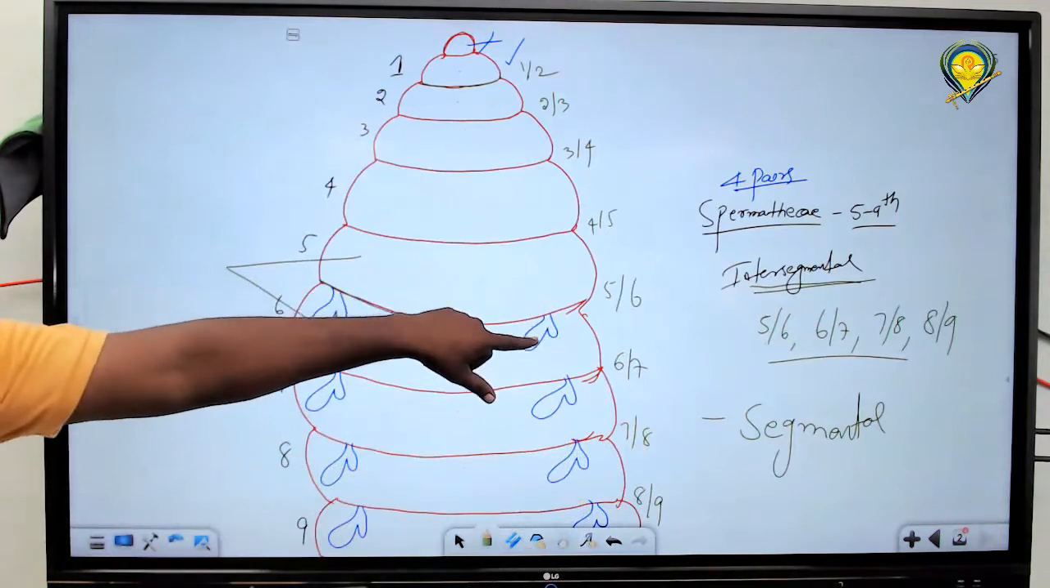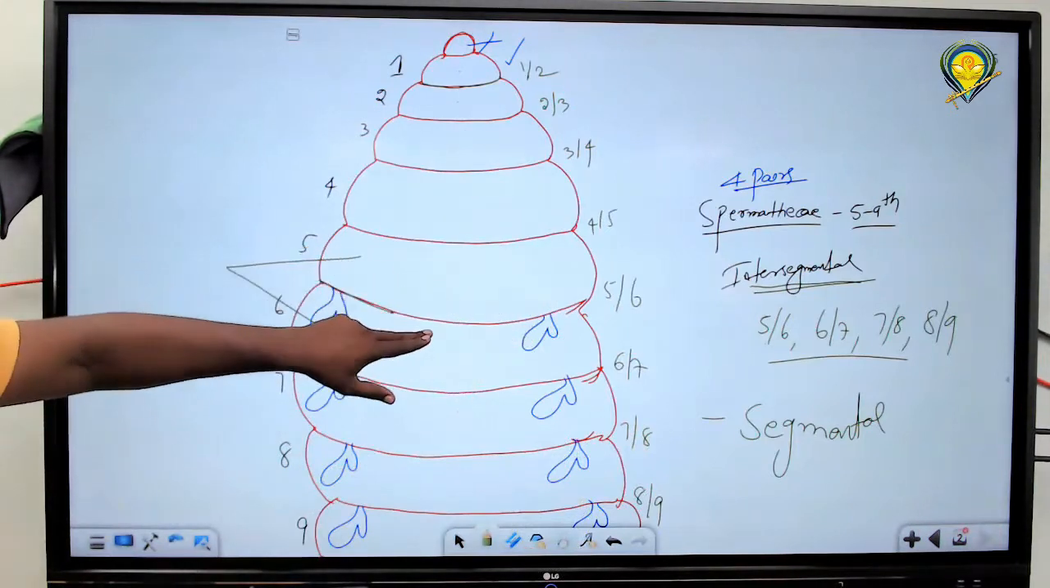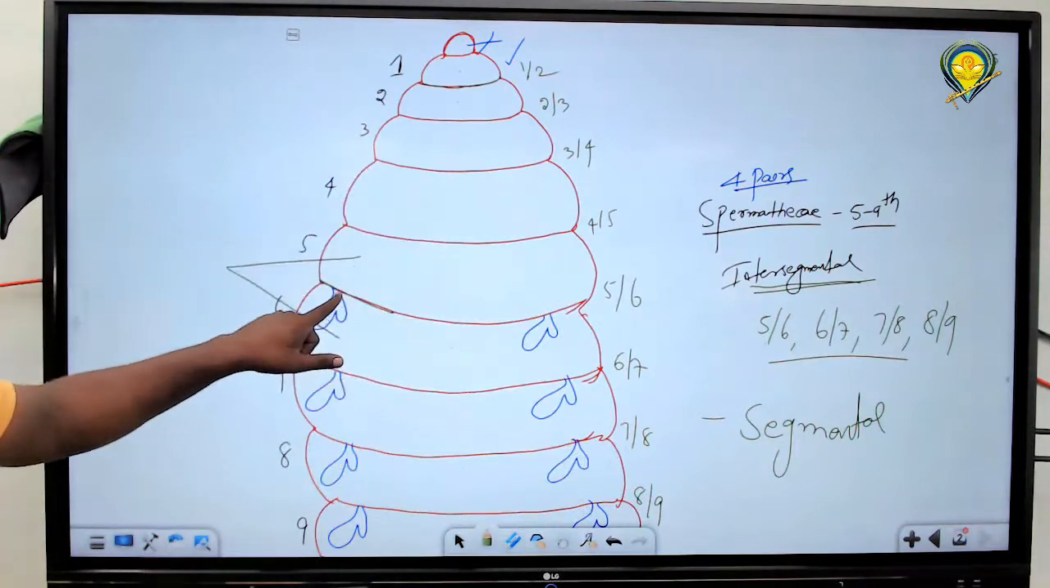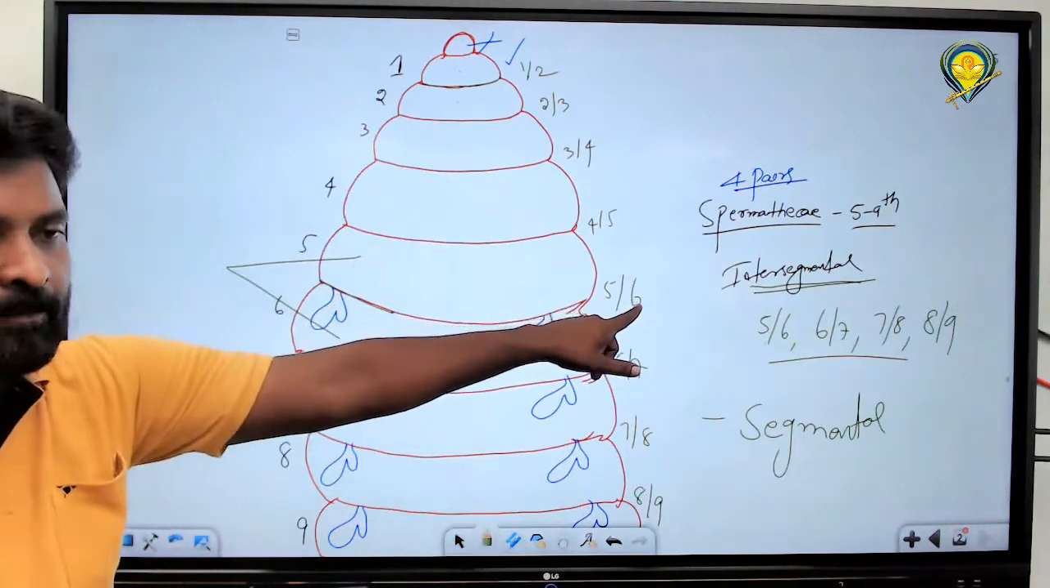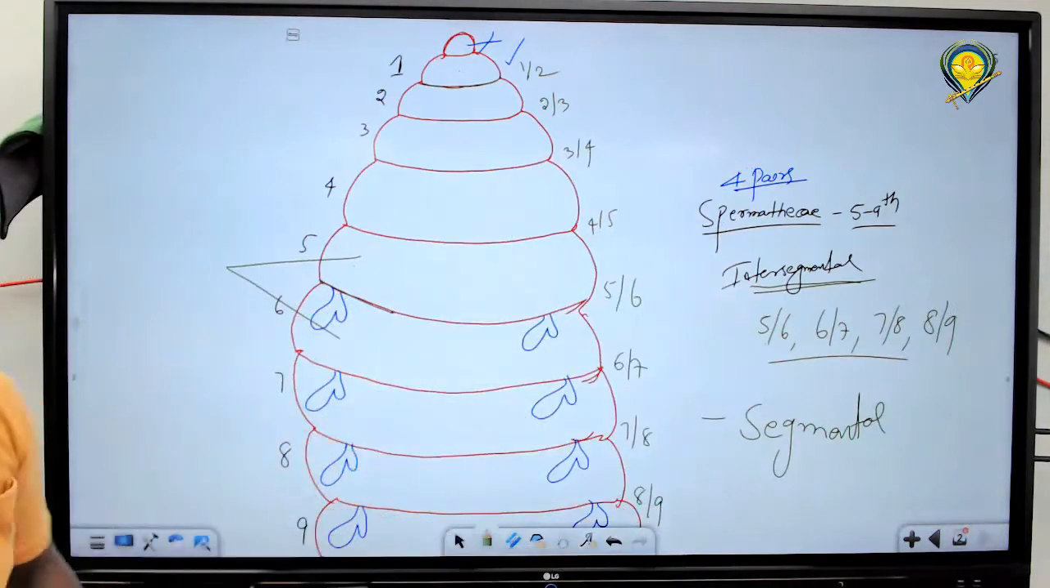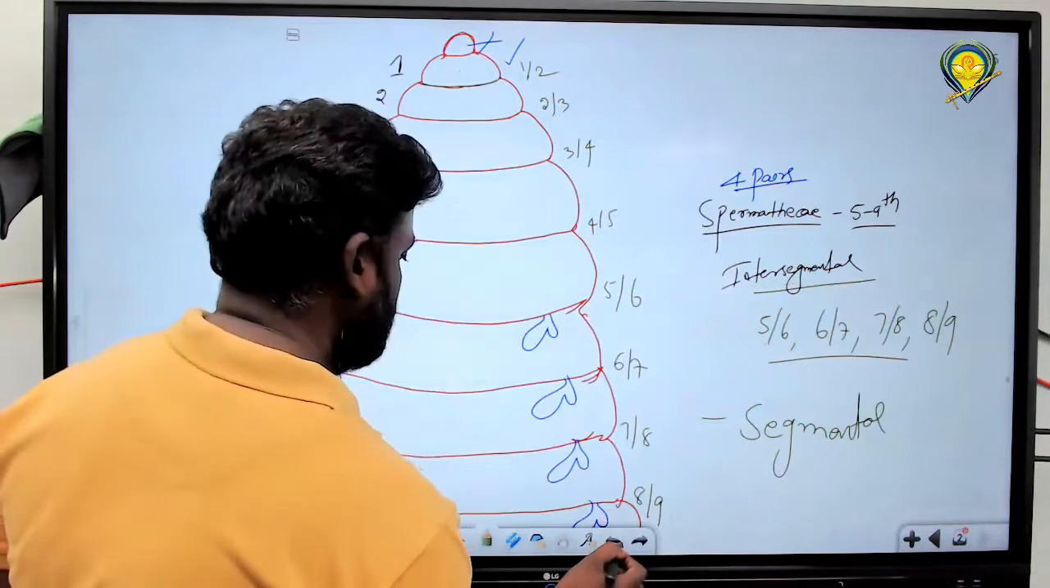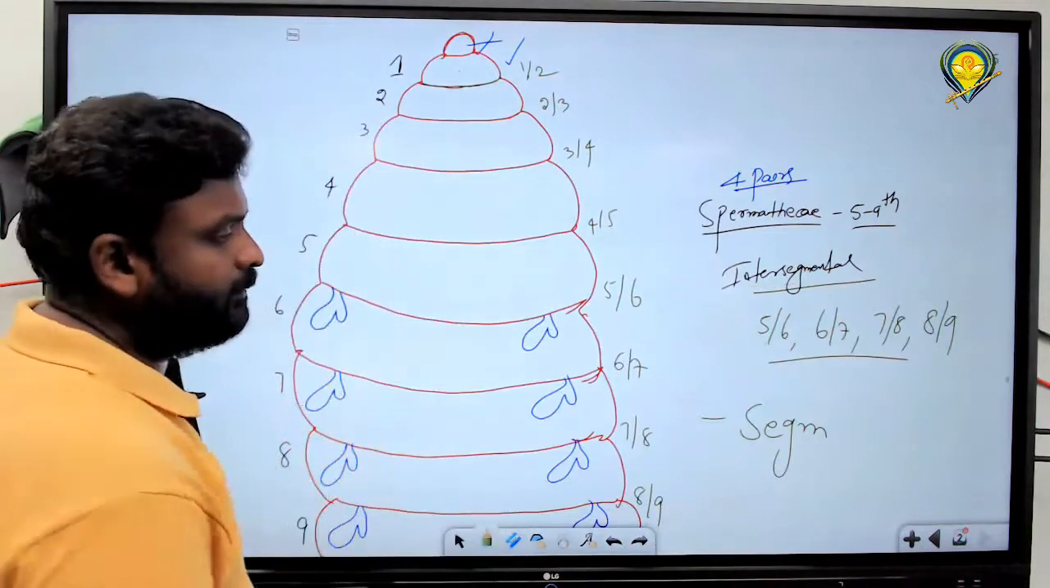Why did we write 5/6? The intersegment is present in between the 5th and 6th. The 5th segment and 6th segment are separated by one of the intersegments, called what? 5/6.